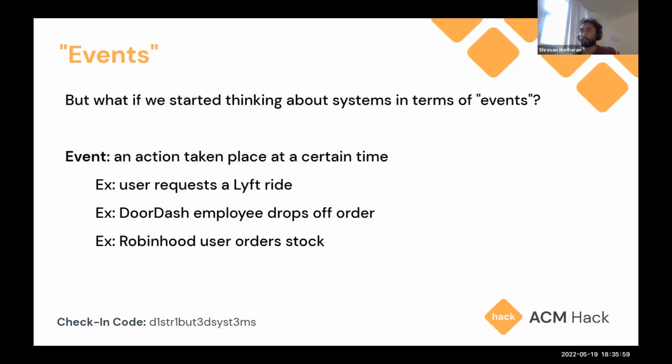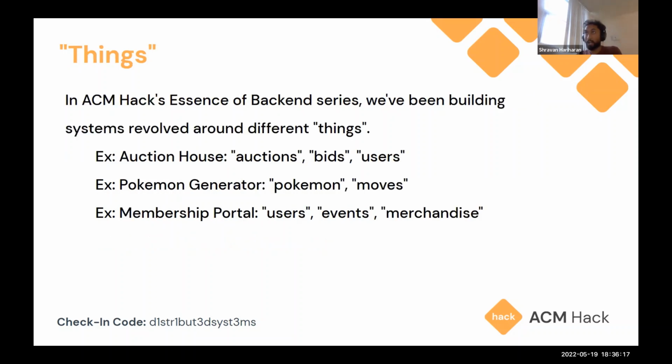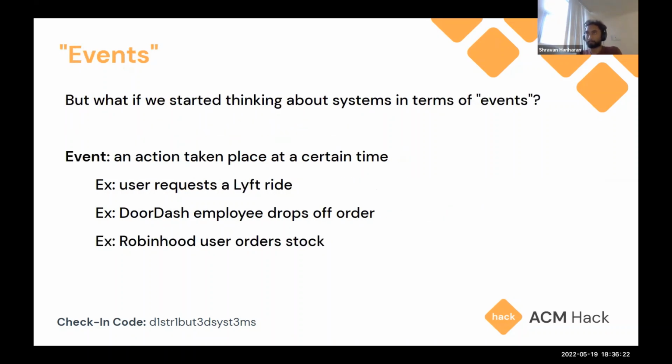For example, if a user requests a Lyft ride, that's an event. Or if a DoorDash employee drops off an order, that's an event. Or if a Robinhood user orders stock, that's also an event. Those aren't things. A user requesting a Lyft ride is not inherently a thing. It's an action, it's an event. Versus an auction is not really an event. It's a thing. It's not happening.